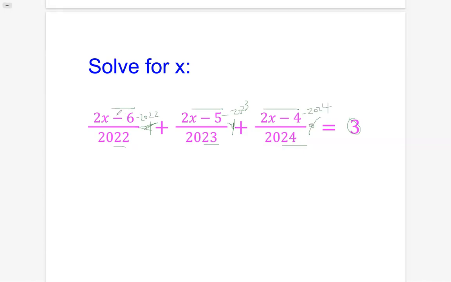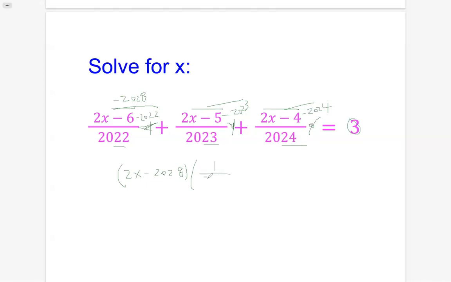By doing this, we have -6 minus 2022. That's 2x minus 2028. And similarly for the second one, -5 minus 2023, the same thing, we get 2x minus 2028. Similarly for -4 minus 2024, that's 2x minus 2028. So 2x minus 2028 becomes a common factor of those 3 terms, so we can factor out 2x minus 2028.